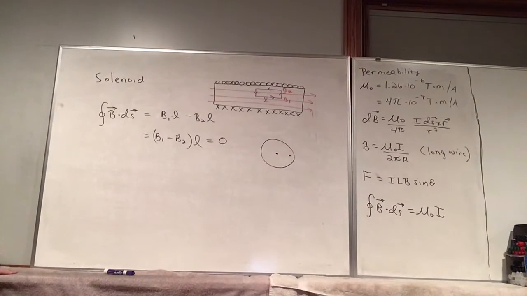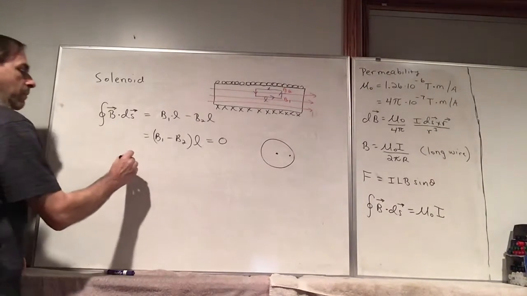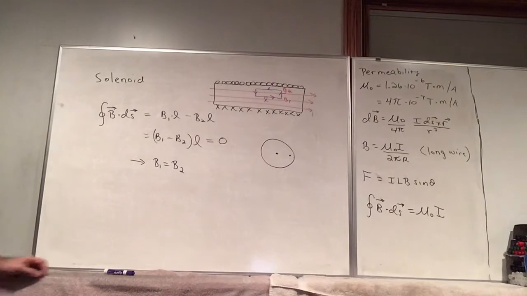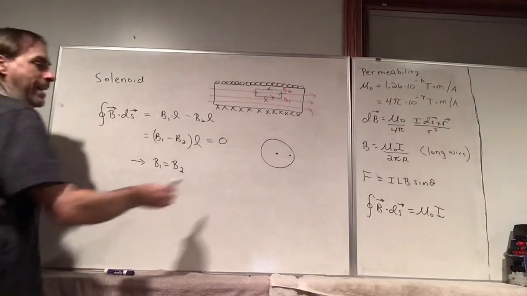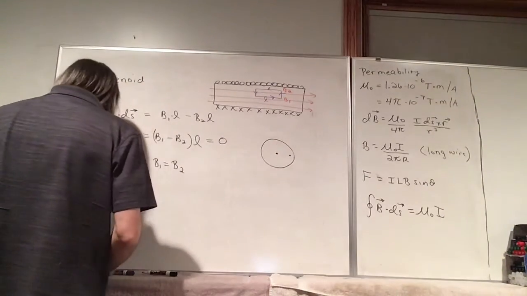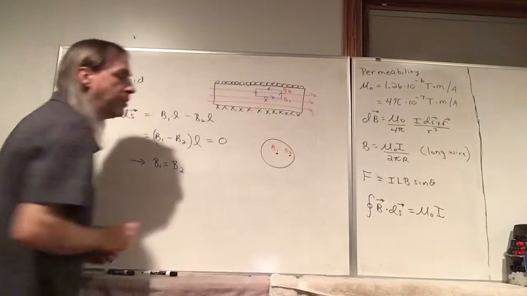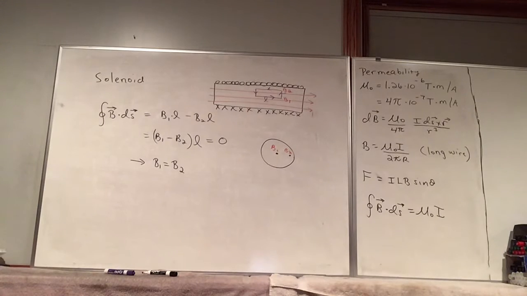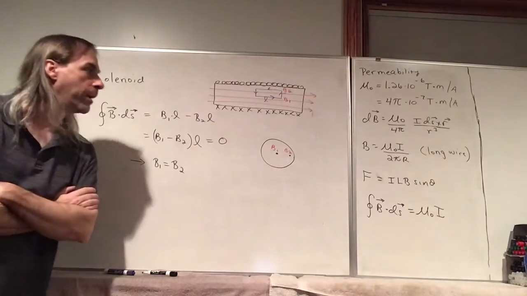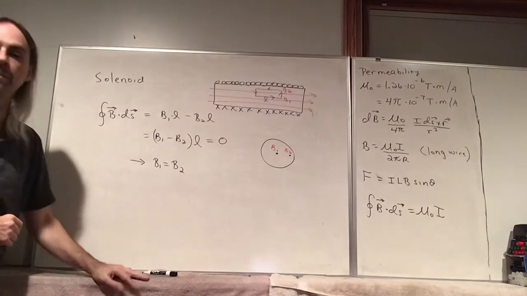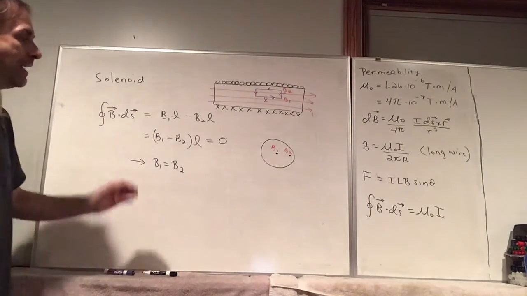And the conclusion is that B1 minus B2 is 0, or B1 equals B2. And so what we've shown with Ampere's law is that the magnetic field, let's say that this was B1 here, and B2 here, they're equal to each other. So it doesn't matter where you are in the solenoid. The magnetic field is parallel to the axis and constant in magnitude. It's an interesting result, certainly not something obvious.